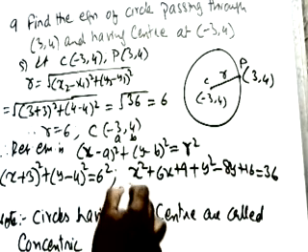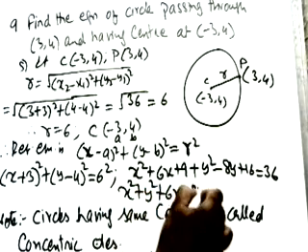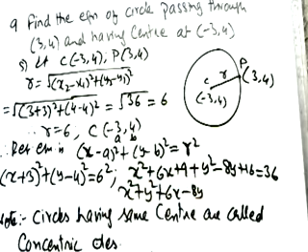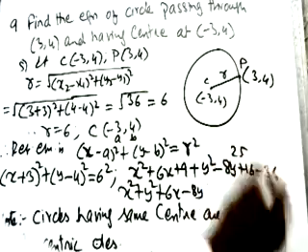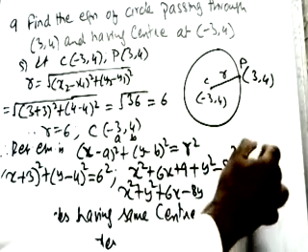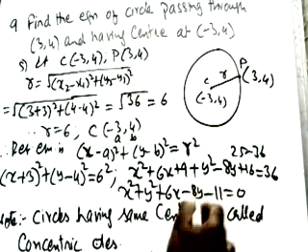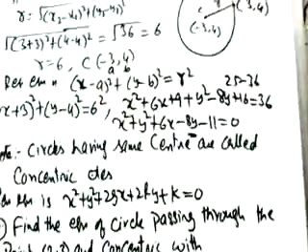Now let me write in the general form. First we have to write x square, then y square, then x, then y. Lastly constants. 16 plus 9 is 25. Bring this 36 here, minus 36. 25 minus 36 will be minus 11 equals to 0.